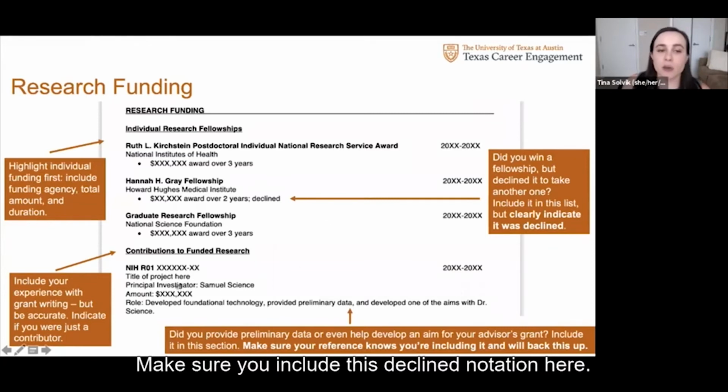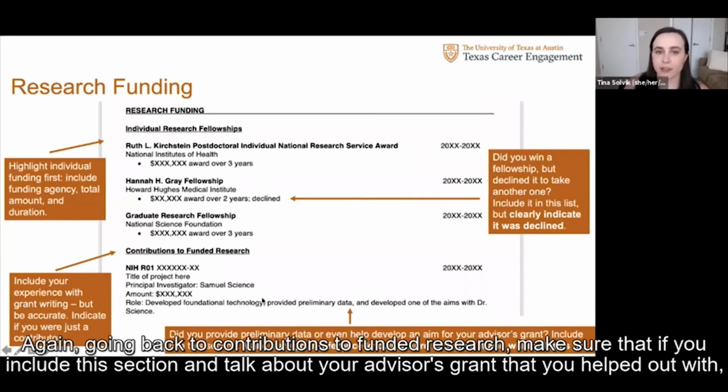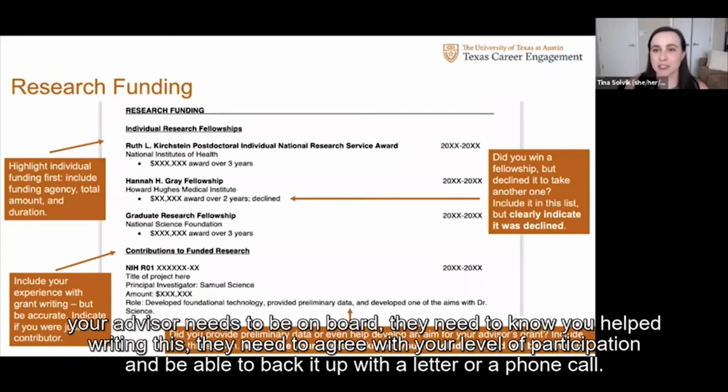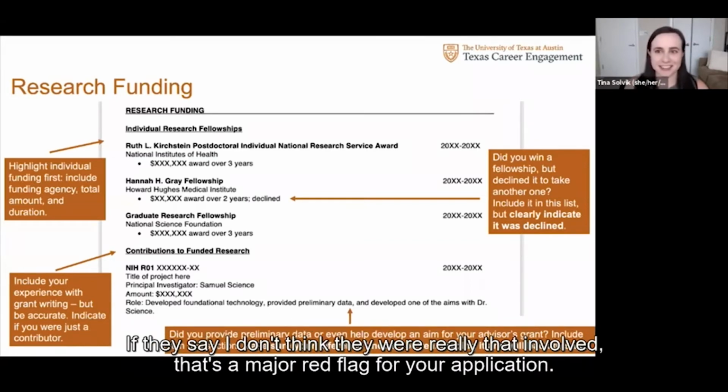So again, going back to contributions to funded research, make sure that if you include this section and you talk about your advisor's grant that you helped out with, your advisor needs to be on board with that. They need to know that you're writing this. They need to agree with your level of contribution and be willing to back it up in a letter or a phone call with the hiring committee. If they say, oh, I don't think they were really that involved, that is a major red flag for your application.